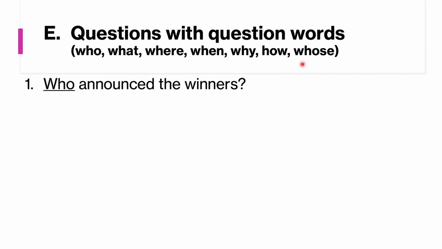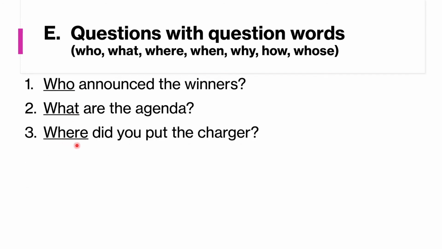Okay, who announced the winners? Who, in Filipino, sino. So it's about the person. Okay, what are the agenda? In Filipino, what is ano? Number 3, where did you put the charger? Where in Filipino is saan. So it's asking about the location.